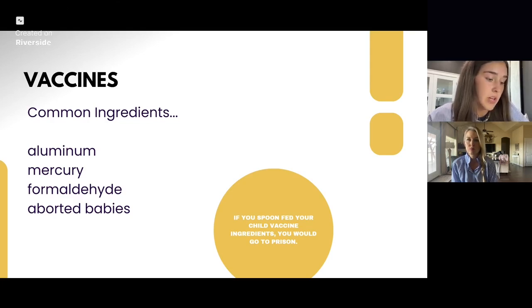In 1983, there were 10 vaccines given to U.S. babies, and the autism rate was 1 in 10,000. In 2008, there were 36 vaccines given to the U.S. baby, and the autism rate was 1 in 150. In 2013, there were 46 vaccines given to the U.S. baby, and the autism rate was 1 in 88.